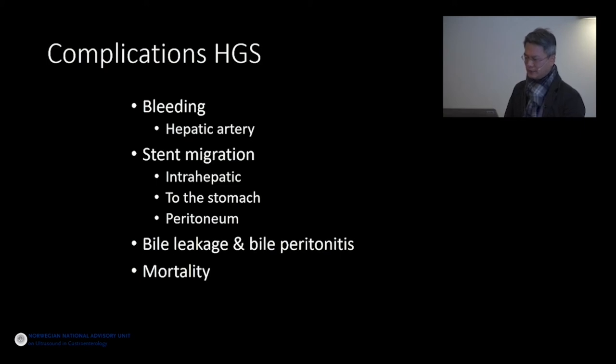The complication is typically that the stent you place is over-dimensioned compared to the native bile duct, so it can erode into the hepatic artery and cause massive bleeding. And the worst complication is when you misdeploy the stent into the peritoneum, and then suddenly you have a bile leakage into the peritoneum.